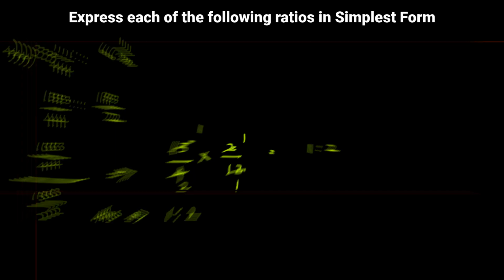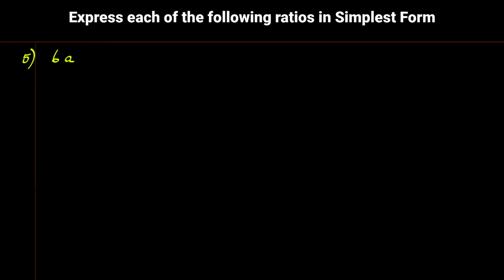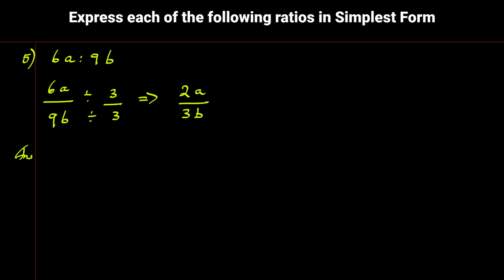Now going on to the fifth sum, 6a is to 9b. Here, if you look at the ratio, it has variables a and b. The variables are different. We are going to concentrate on reducing only the constant term. So what is the common factor that divides both the numerator and denominator? It is very simple. It's 3. So when you divide the numerator and denominator by 3, you get 2a by 3b. So the ratio in simplest form is 2a is to 3b.